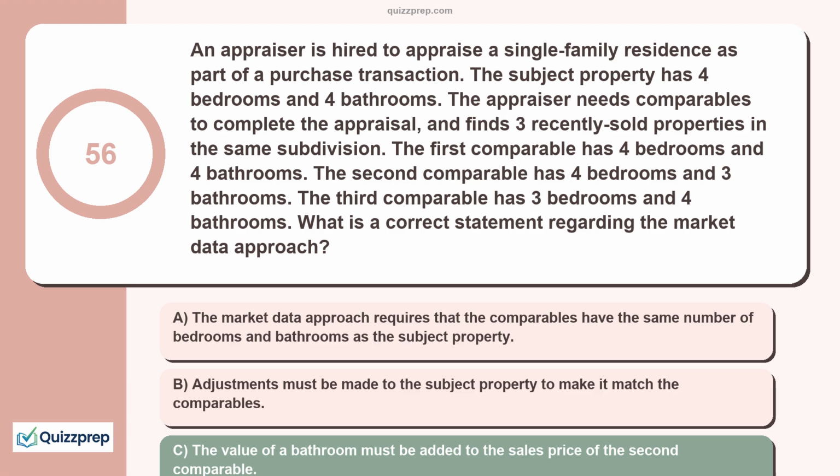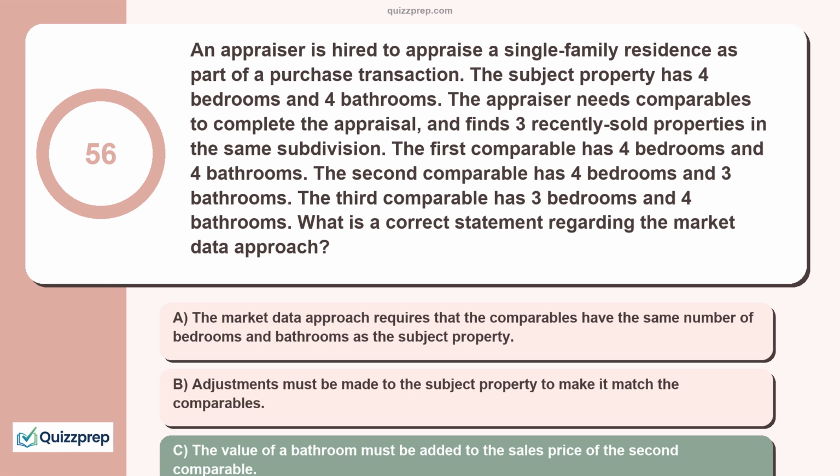In comparison to the single-family residence being appraised, frequently referred to as the subject property, the second comparable is missing a bathroom. The value of a bathroom must be added to the sales price of the second comparable so that it more accurately reflects the market value of the subject property.